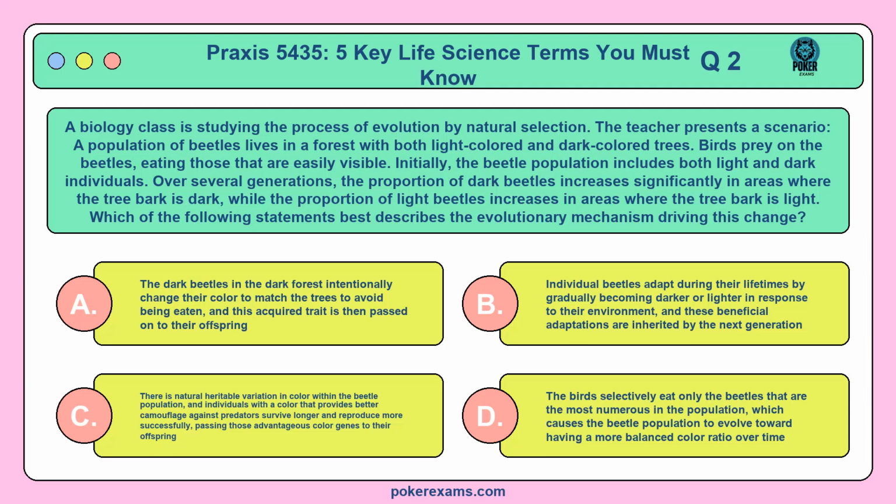Question 2. A biology class is studying the process of evolution by natural selection. The teacher presents a scenario. A population of beetles lives in a forest with both light-colored and dark-colored trees. Birds prey on the beetles, eating those that are easily visible.